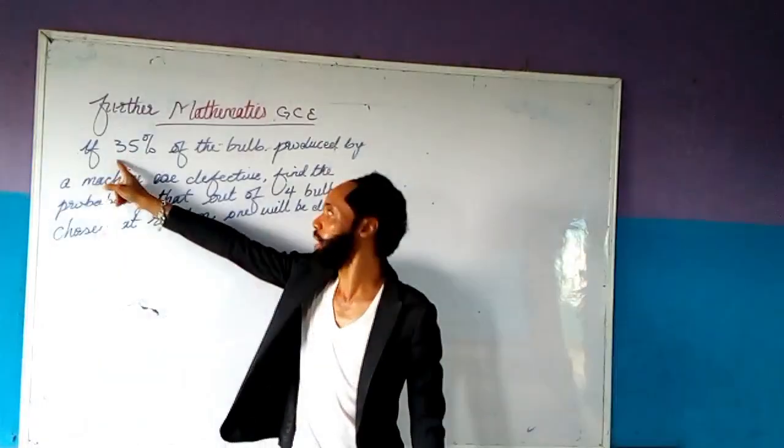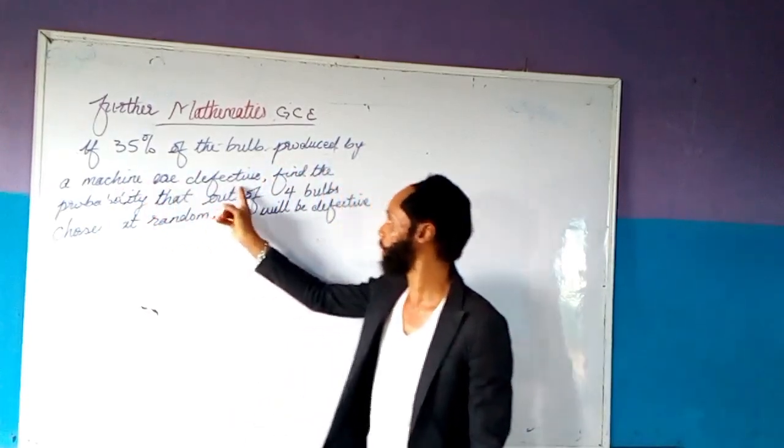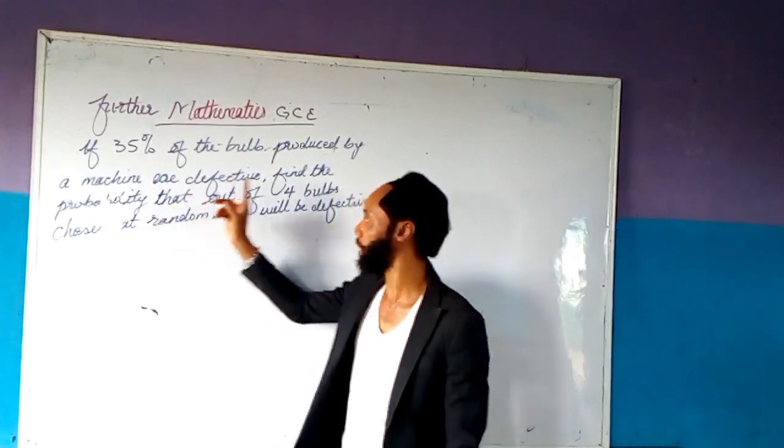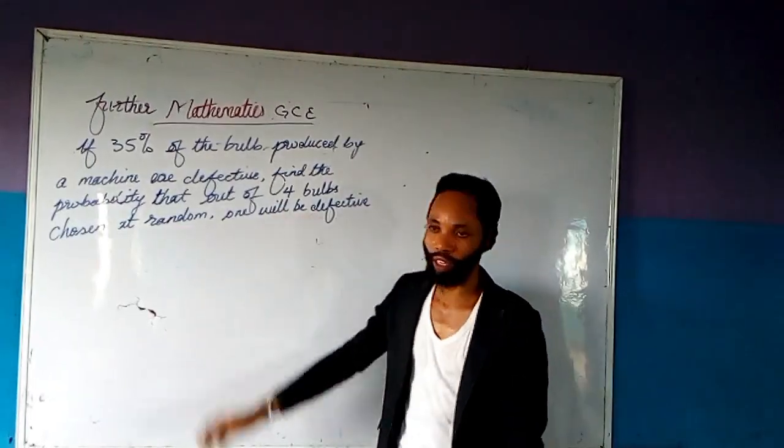Now here's the question. If 35% of the bulbs produced by the machine are defective, find the probability that out of 4 bulbs chosen at random, 1 will be defective.